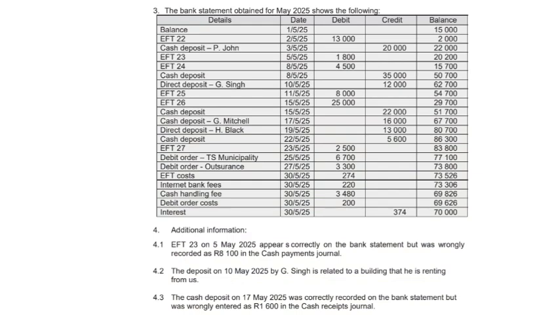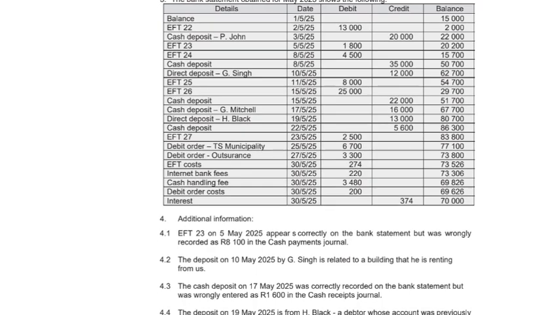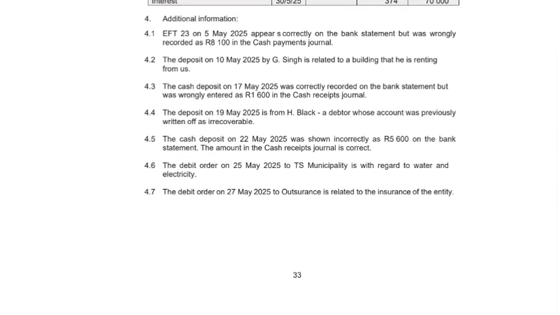On the next page of the question paper, number 3, they are now giving us our bank statement obtained for May. So your bank statement will show all your debits and all your credits. Now, what we have to do is reconcile our bank recon to this statement. So we do that by having a look at both journal extracts from the previous page as well as this bank statement, and then we also take into account the additional information to see which errors and omissions have taken place that now need to be rectified.